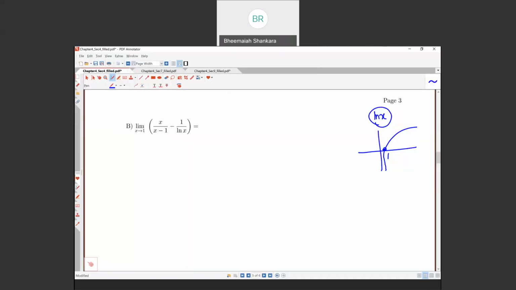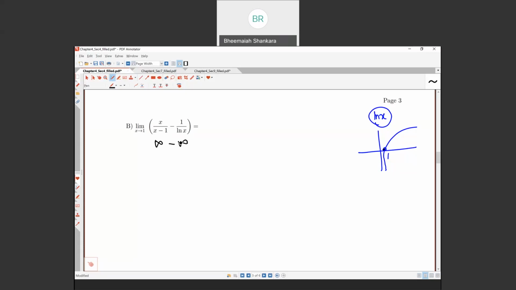Okay, so in the very first step, let me apply the limit and check the form. When x is approaching 1, when I plug in the limit, I have 1 over 1 minus 1. So I have 1 over 0. 1 over 0 is infinity, so I'm going to write infinity. And then I write 1 over ln 1. ln 1 is 0. You see this from the graph that ln 1 is 0. So still 1 over 0 is infinity, so I'm going to write it as infinity.